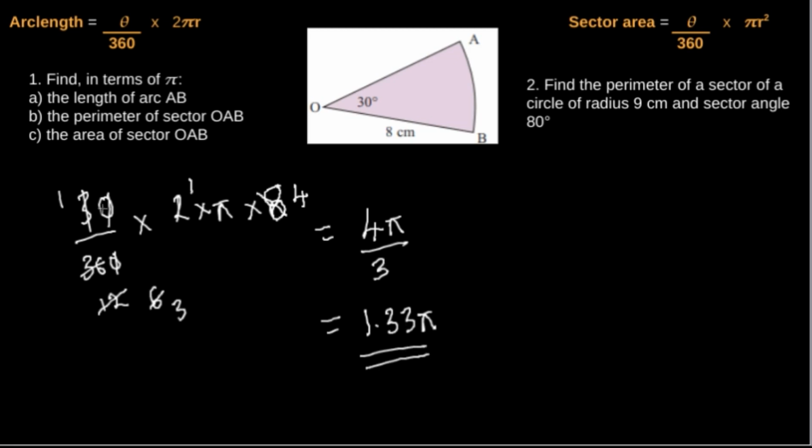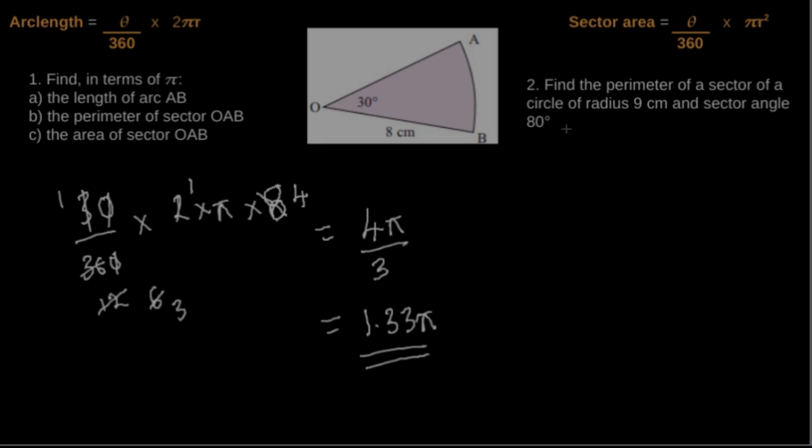So you can work out the rest. The perimeter of sector OAB, if this is 8 centimeter, the radius, this is also 8 centimeter. You already know what this is, 1.33 pi. And remember what I said about perimeter, going round a figure and adding it up. The area of sector OAB in terms of pi. You just use the formula for the area of a sector. Remember to leave your answer in terms of pi. And then this second question says find the perimeter of a sector of a circle of radius 9 centimeter and sector angle 80 degrees.